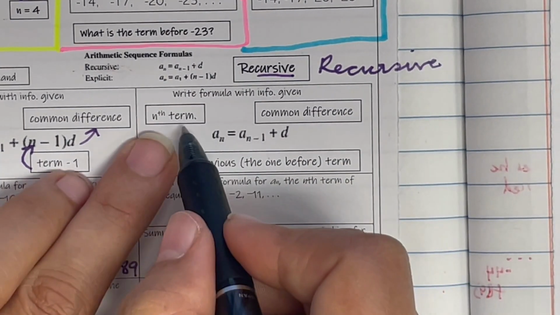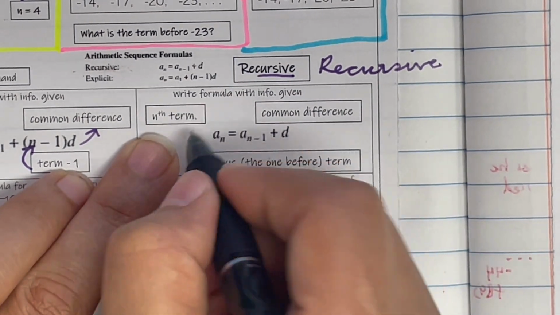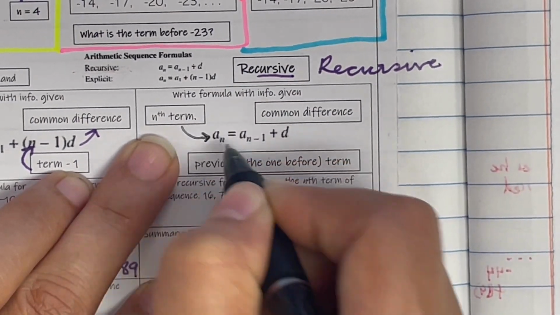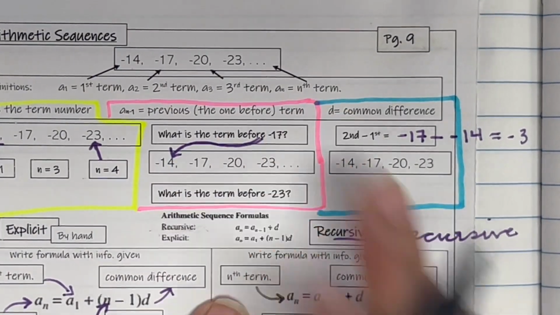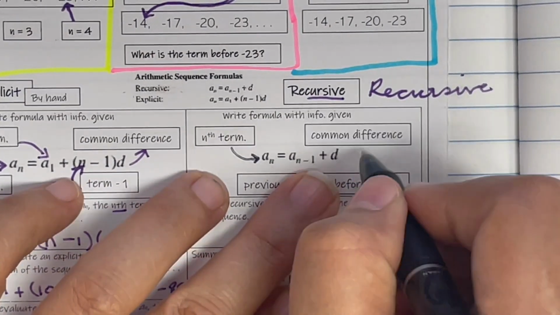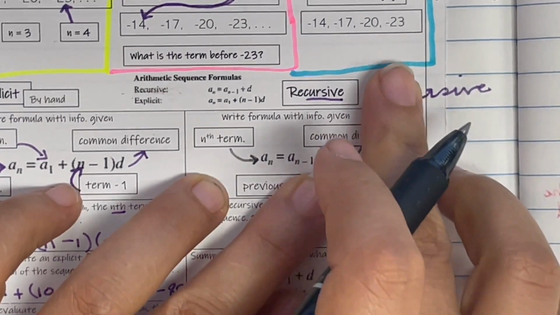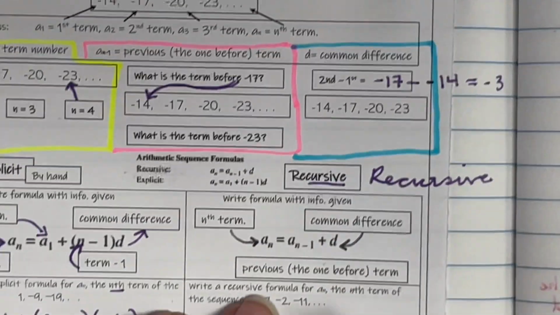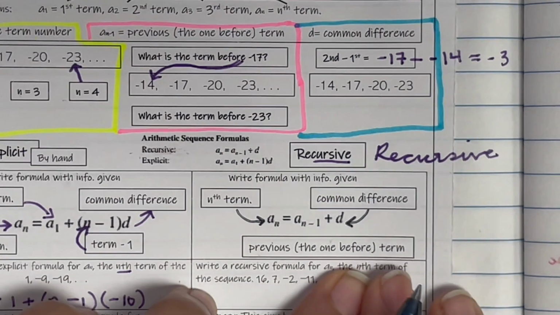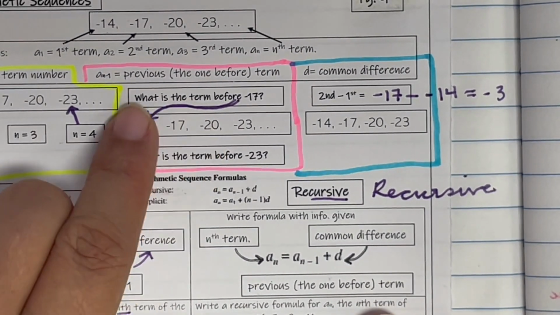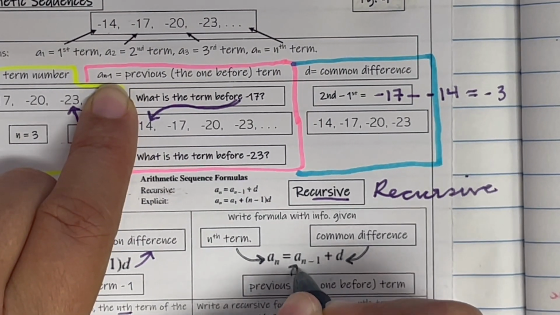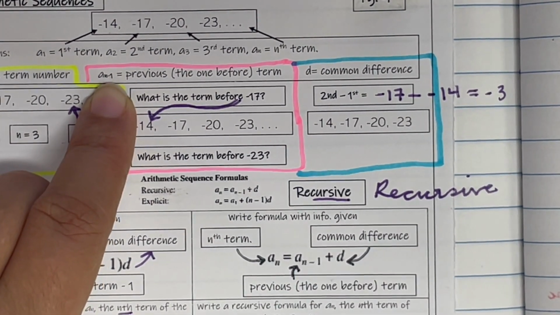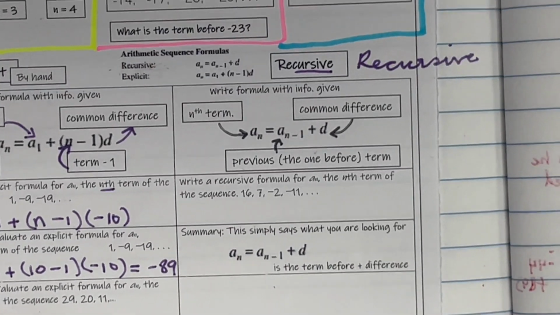All right, so the nth term is A sub n. Again, we can just look right here: A sub n is the nth term. The common difference we now know is D, and you can look right up here, the common difference is D. The previous term, the one before, is A sub n minus 1, so that's this one right here. Once you know what each thing stands for in the formula, it's very simple to use.